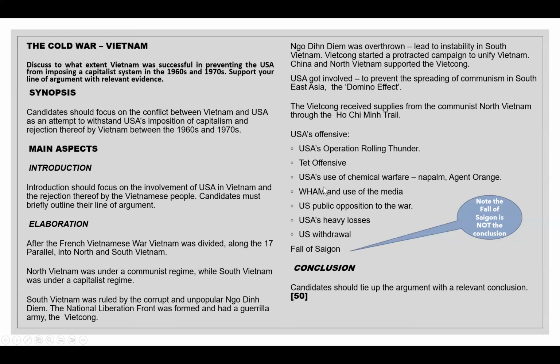And then we have the winning of the hearts and minds of the Vietnamese people and the use of the media in the Vietnam War. We've got the USA's public opposition to the war back home. People are protesting and things like that. You've got the USA's heavy losses to the Vietnamese and the Viet Cong. And then eventually you have the USA withdrawing from the Vietnam War. You end off the essay by speaking about how Saigon falls. And please note that the fall of Saigon is not the conclusion. It is just the last paragraph before your conclusion.